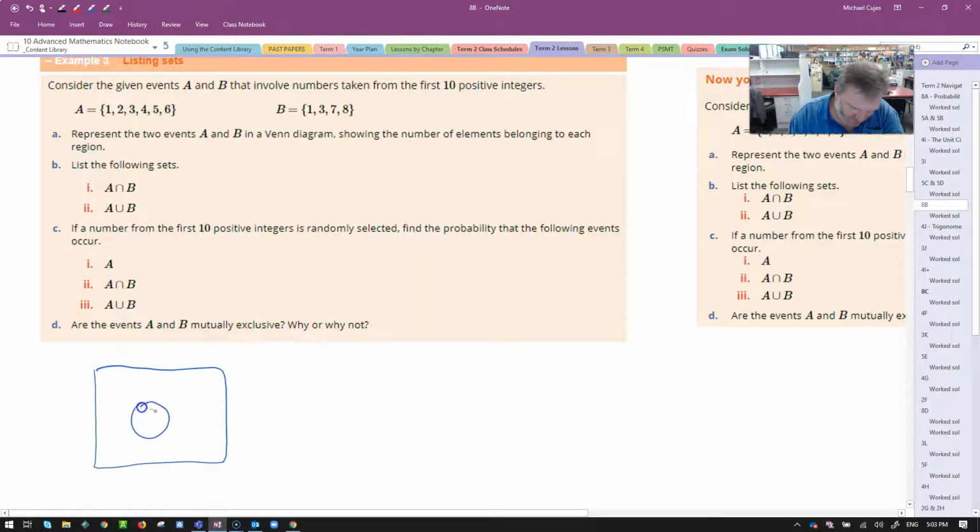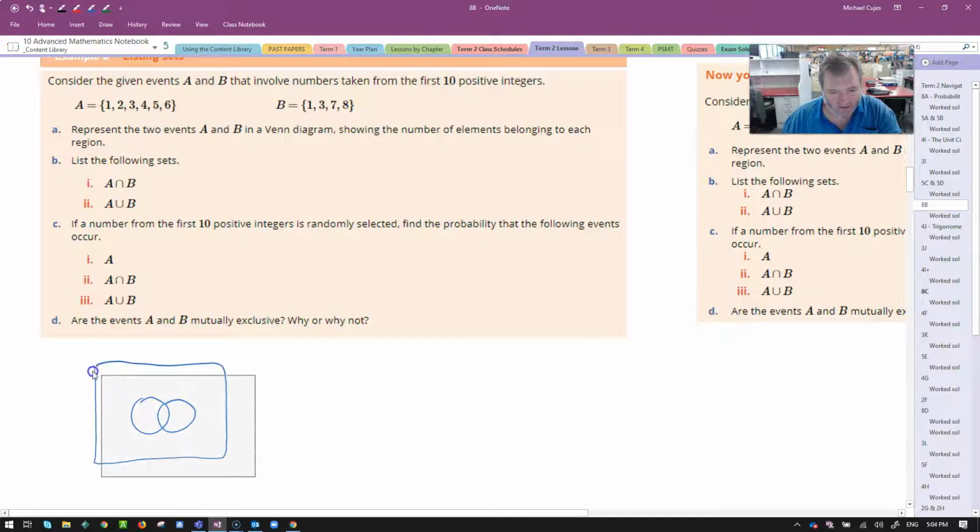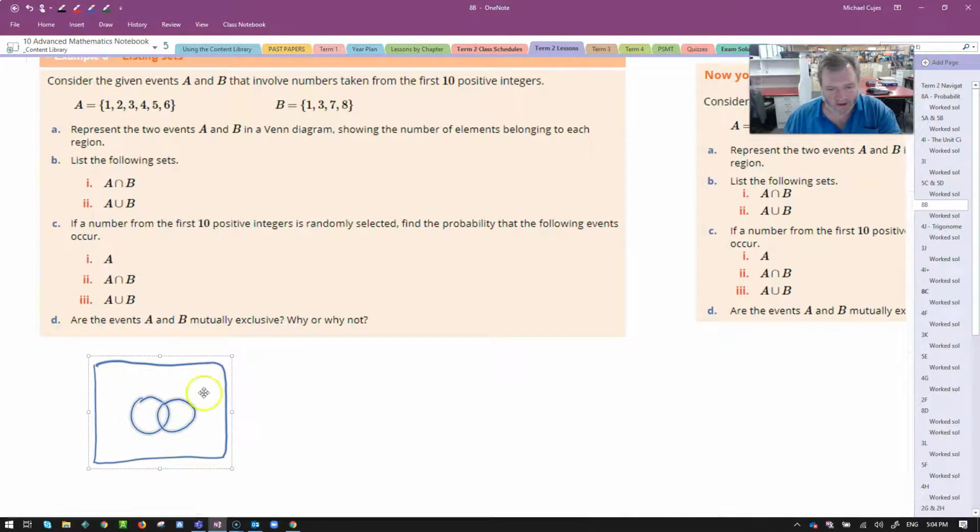Alright, so here's my Venn diagram. Not particularly beautiful, but I've drawn worse. It's got everything there. Let's just go copy, because I have a feeling I might need another one of those later on in the video. Here's set A, here is set B.